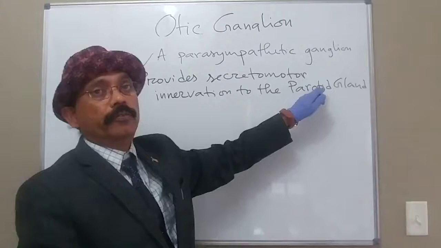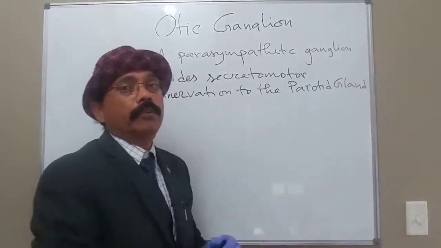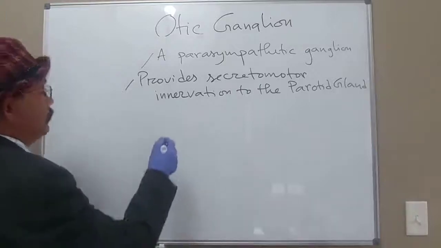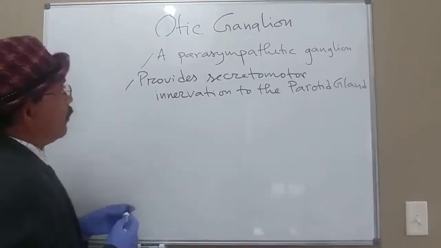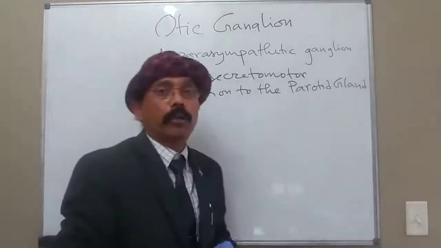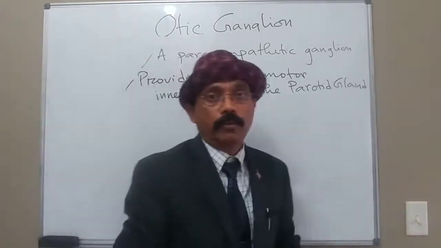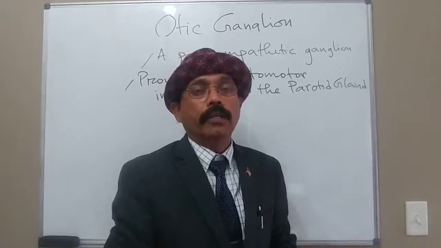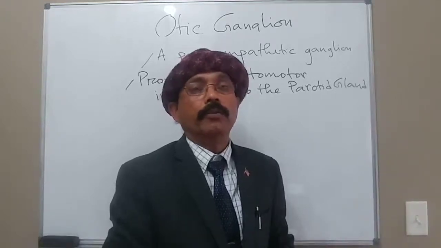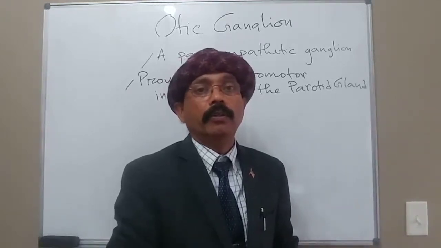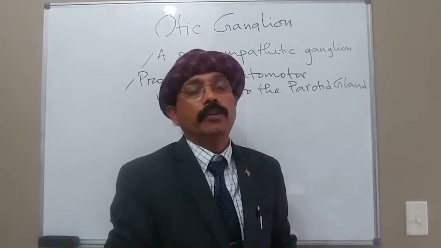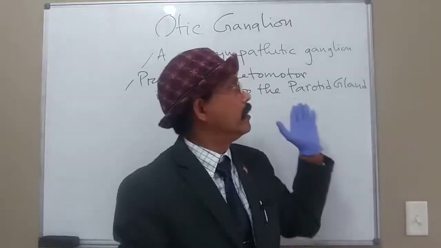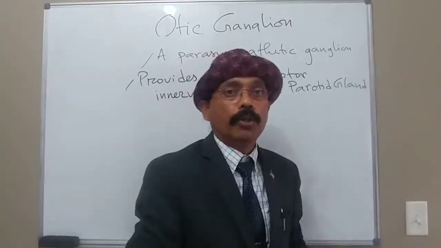The parotid gland is the largest salivary gland, and the otic ganglion is one of the four parasympathetic ganglia in the head and neck region. You know that the other ganglia are the ciliary ganglion, the pterygopalatine ganglion, the submandibular ganglion, and this is the otic ganglion.